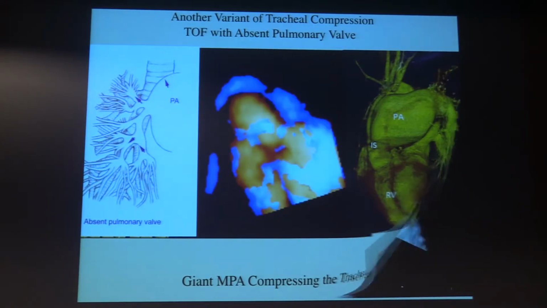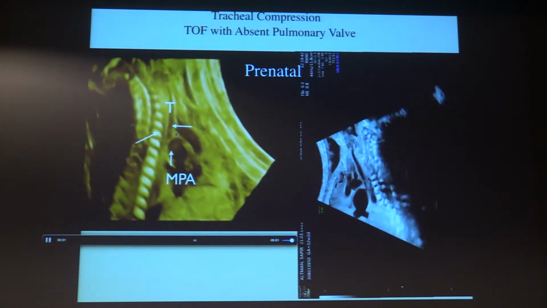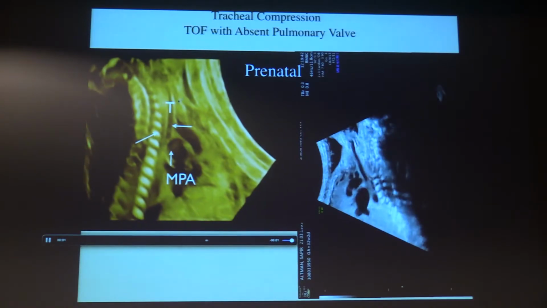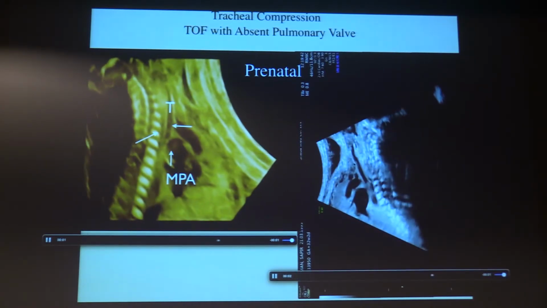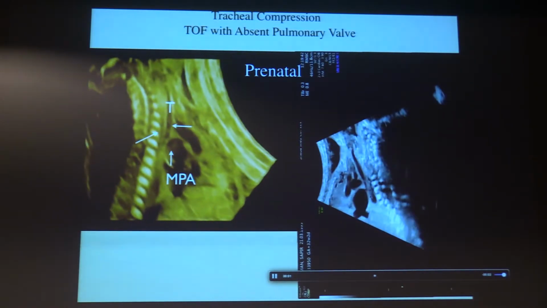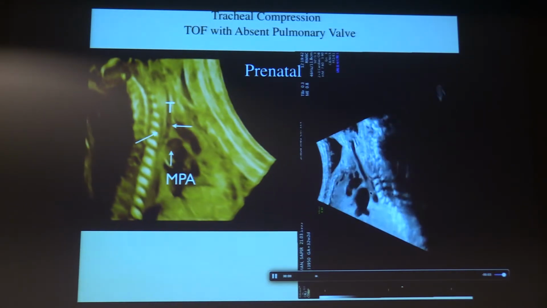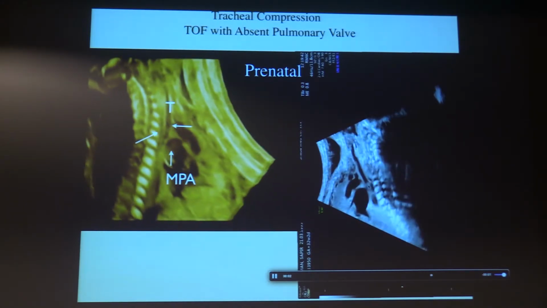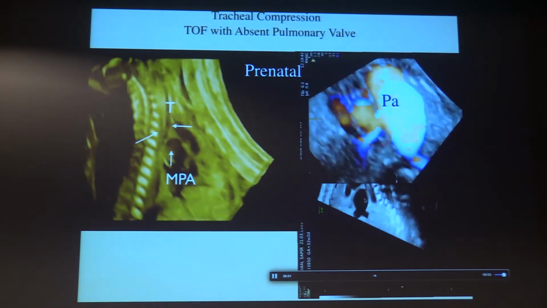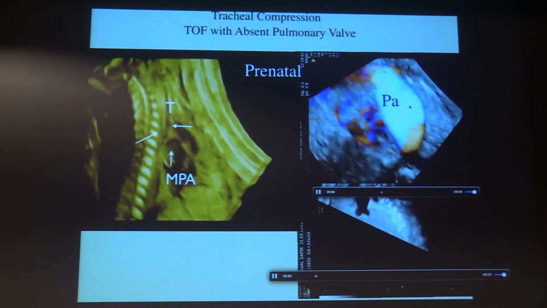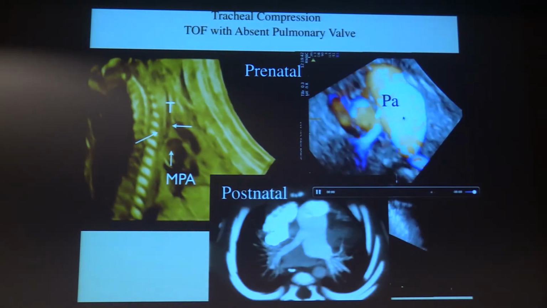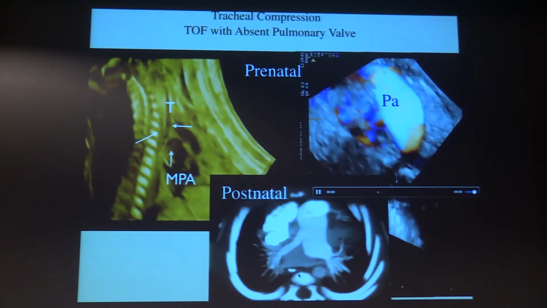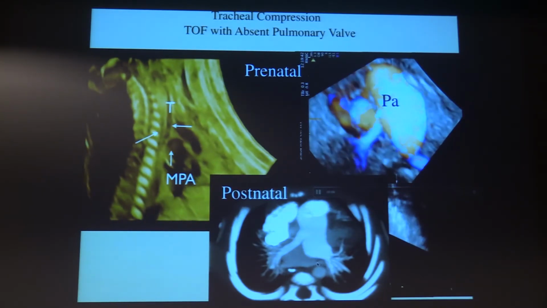And I will show you how it looks. You can see here, this is the main pulmonary artery, this is the trachea, this is the prenatal. You can see it here on the 2D, that there is a stop in the trachea that goes behind the large main pulmonary artery. This is from the prenatal, and this is the postnatal, and the images are quite similar.